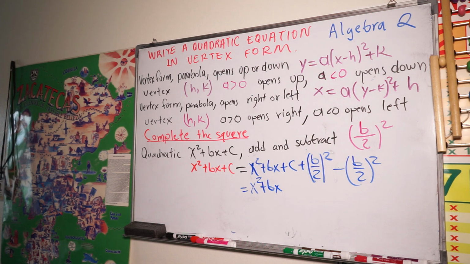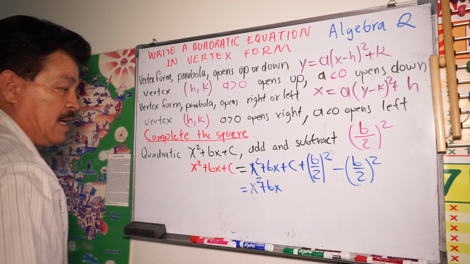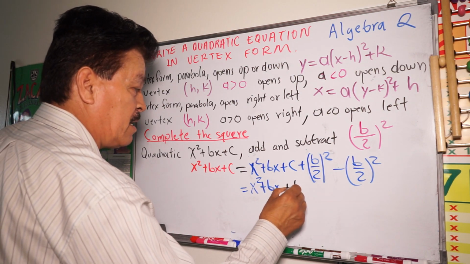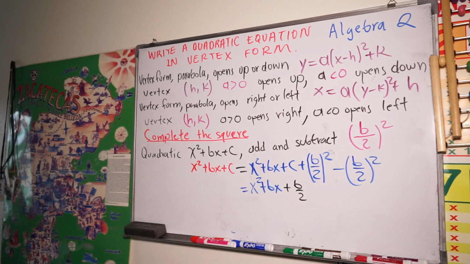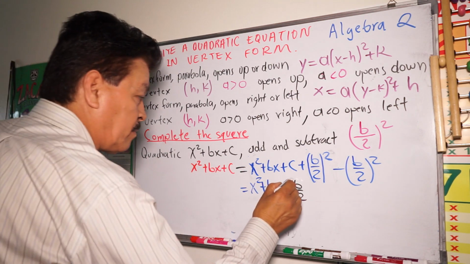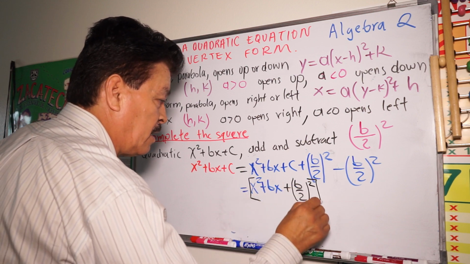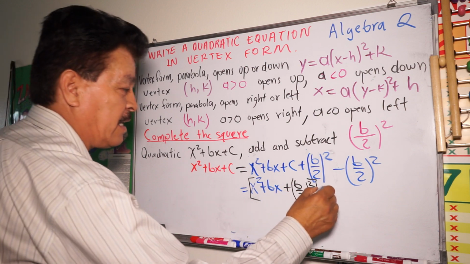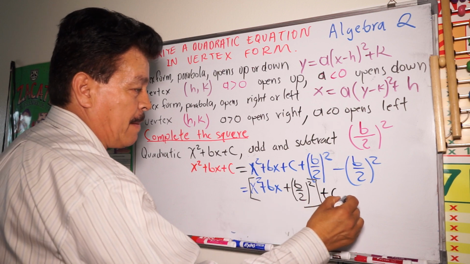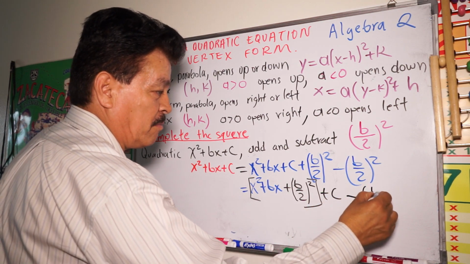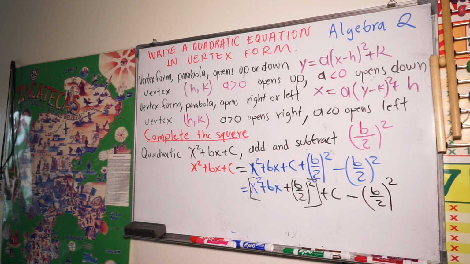Bx, now plus, let me use another color, we're going to write plus b divided by 2 to the second power, right? Now write the rest, all right? Plus c, now the step that I already did, plus c minus b divided by 2 to the second power, right? That's the second step.